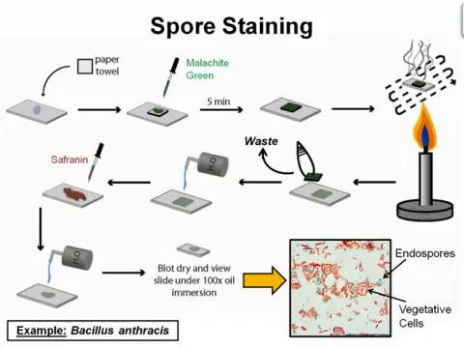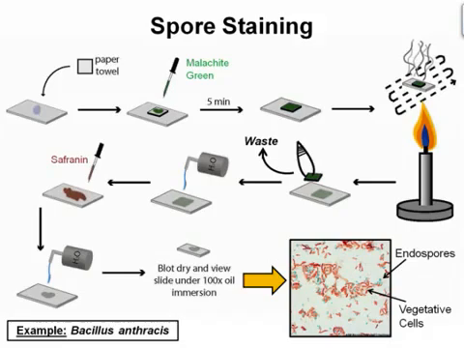The procedure is illustrated in this slide. First, make a heat-fixed smear of the organism. Next, cut a small piece of paper towel and place it on the top of the slide over the smear. The towel will keep the dye from evaporating too quickly, thereby giving more contact time between the dye and the bacterial walls. Flood the smear with malachite green dye and leave for 5 minutes. Keep the paper towel moist with the malachite green. Do not let the dye dry on the towel.